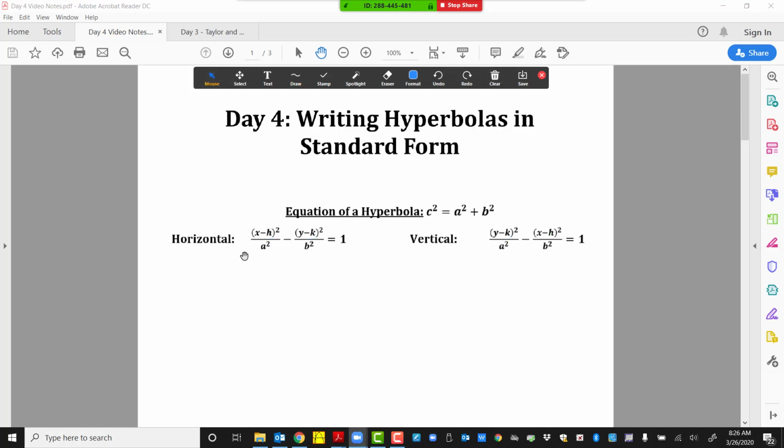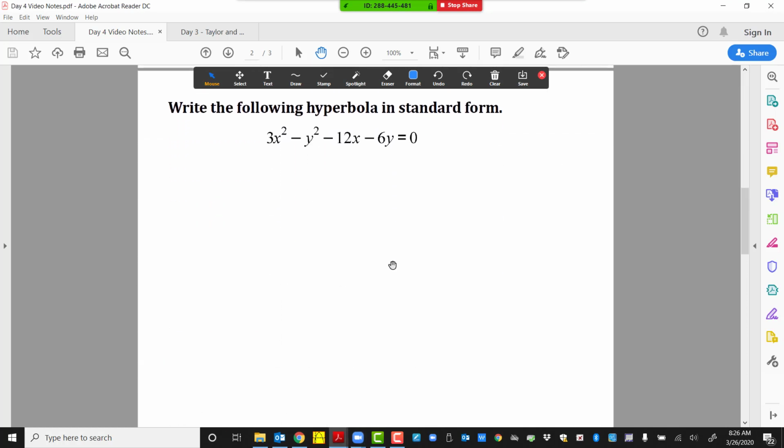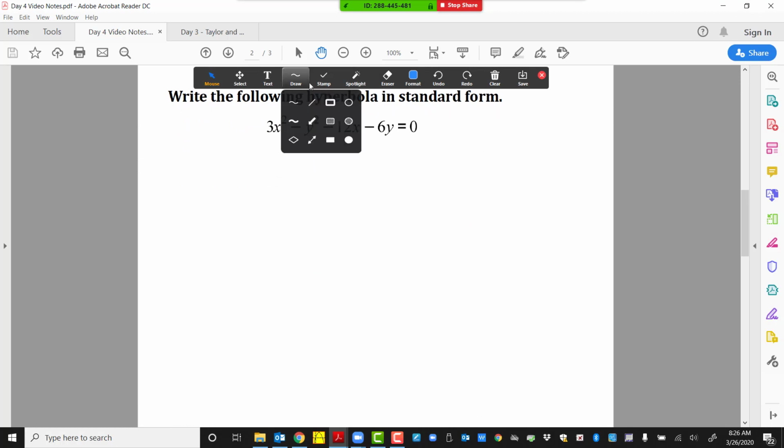Today what we're going to be doing is taking multiplied out polynomials and rewriting them like this, or multiplied out hyperbolas and rewriting them like this. So we've seen this before with circles and ellipses. Now we're just going to be doing it with hyperbolas.